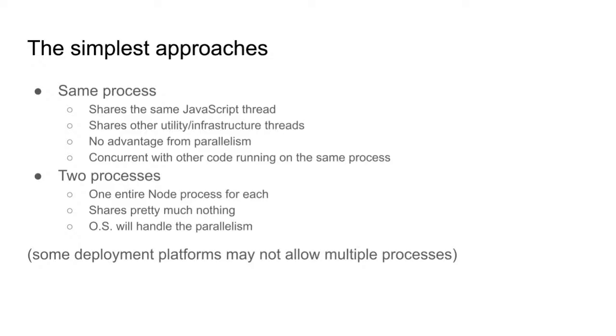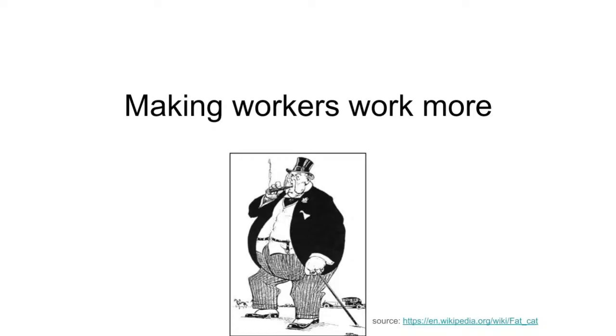Some deployment platforms might not allow multiple processes. You might notice that with cheap instances of deployment, you might be able to run just a few, like 1 or 2, even 4 processes at a time. So that's a blocker sometimes. Right, we have work being done. So is there a way to make workers work more?